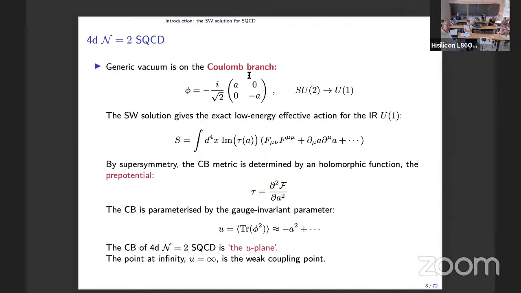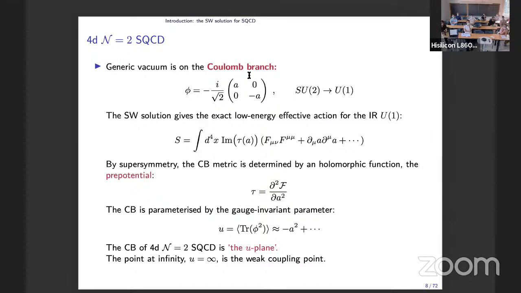So you would have terms like this, where you have the usual Maxwell terms, kinetic term for the scalar and so on. Most of this structure is determined by supersymmetry, but there is an overall holomorphic function that determines the effective gauge coupling for any value of the vev. And to determine this tau of A is a challenge. Tau itself is determined as the second holomorphic derivative of a holomorphic function, the prepotential.